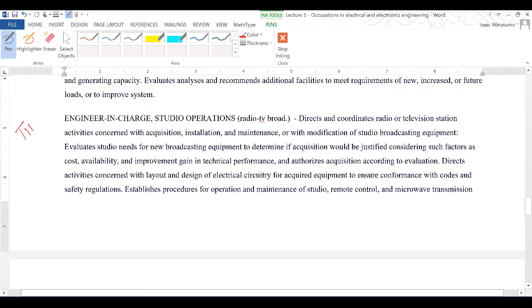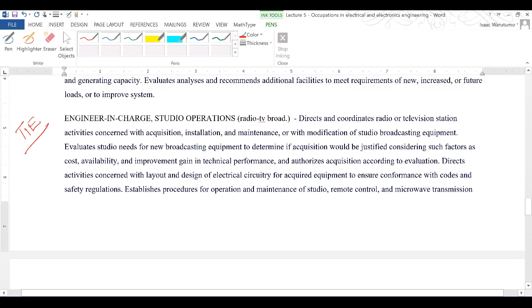So we are now starting to talk about communication engineering here. We are calling them the engineer in charge of studio operations. This engineer directs and coordinates radio and television station activities concerned with acquisition, installation, maintenance, and modification of radio broadcasting equipment.